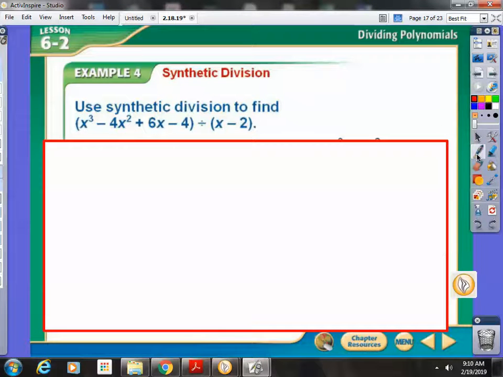So would you please copy down this problem into your notes? That's the first problem we're going to look at. We're still taking a polynomial and dividing it by a binomial. So we have x cubed minus 4x squared plus 6x minus 4. And we're dividing it by x minus 2.